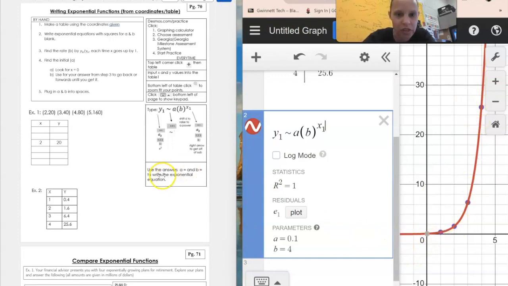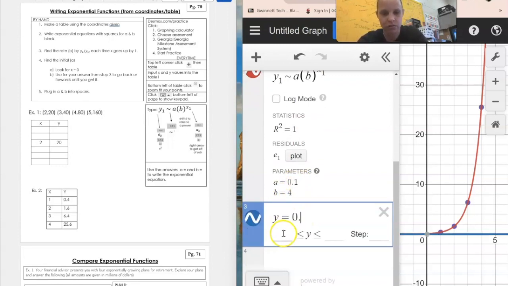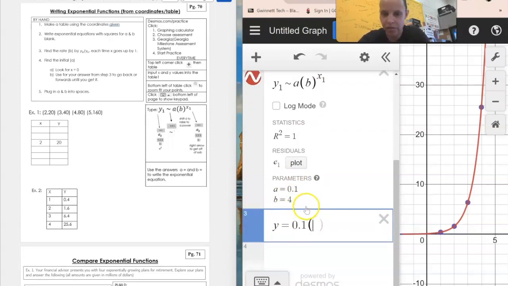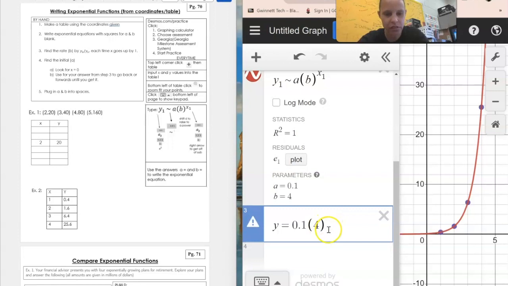Okay, so that's perfect. Use the answers A equals and B equals to write the exponential equation. So again, your exponential equation is y equals A B to the X. So A is 0.1, parentheses, B is 4, right here. And then to the power, shift 6, X. And you should see that blue line is your red line. So this is your correct equation. So you could do it by hand or by calculator. It's your choice.